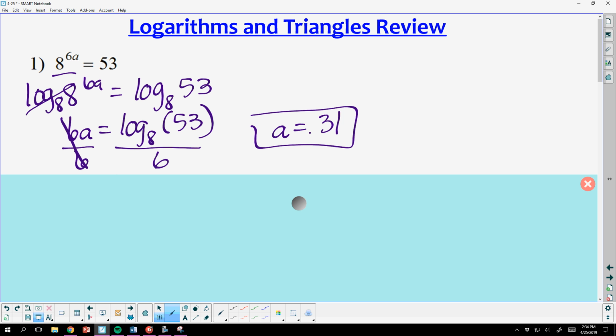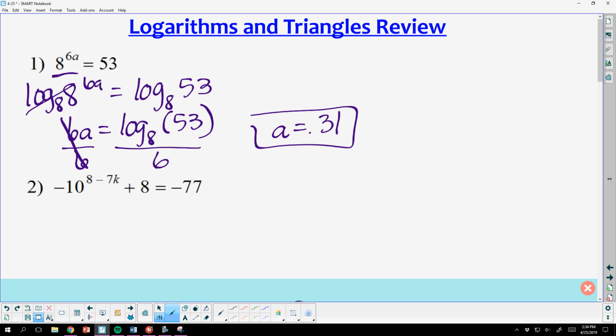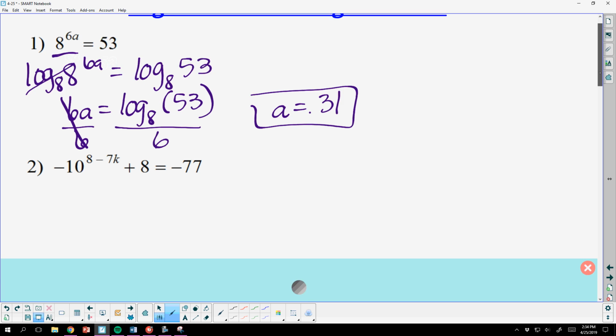All right, so once we have the term that has the exponent alone, then we did the log of each side, right? Okay, so let's do this one. It has a few more steps.